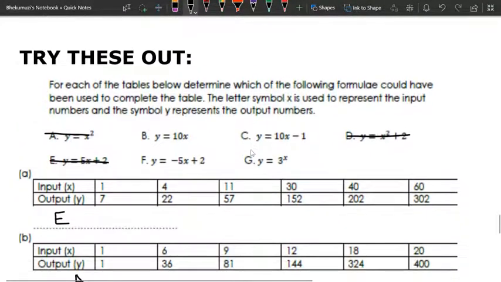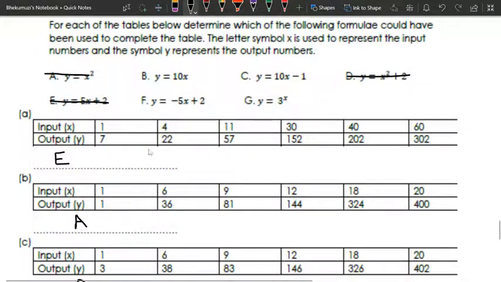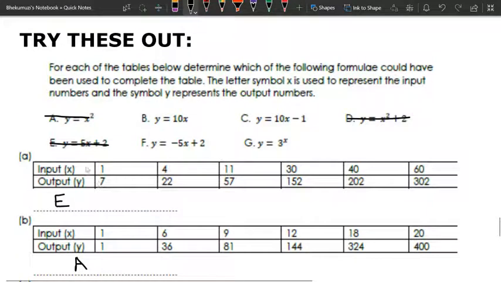And the last exercise that I would like us to see is that if they've given you something like this and they say find the values, what would you do in this case? You check by taking the input value and seeing whether or not one of these equations, for all of the input values, would give you the same output. The first one that you can see here is that I have 1 as the input and 7 as the output, 4 gives 22, 11 gives 57, 30 gives 152, 40 gives 220, and 60 gives 302.